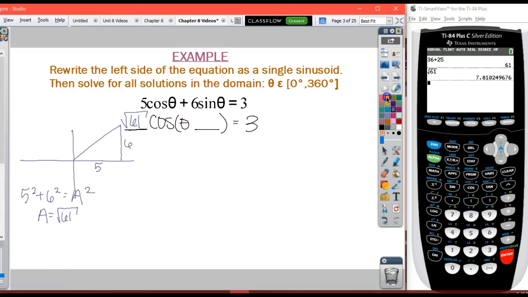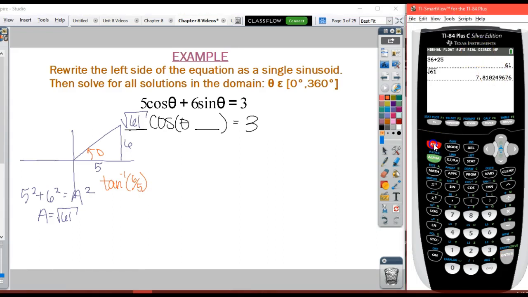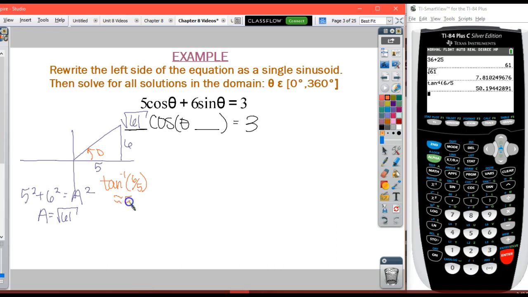Then to find our phase displacement, we're looking for this angle D right here. And so I'm going to go ahead and do the tangent inverse of 6 over 5. Since we're using theta, we need to be in degree mode. And we will do the tangent inverse of 6/5. And that will give me 50.194 degrees roughly. And that is the phase displacement. Remember, we think opposite, so since this was a positive angle, we subtract.